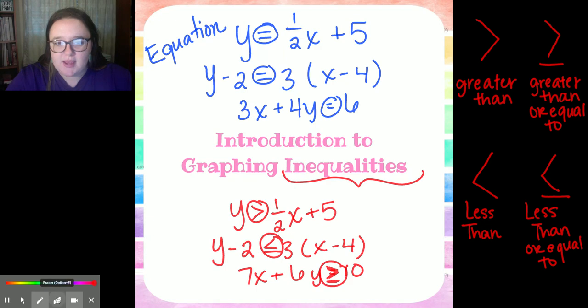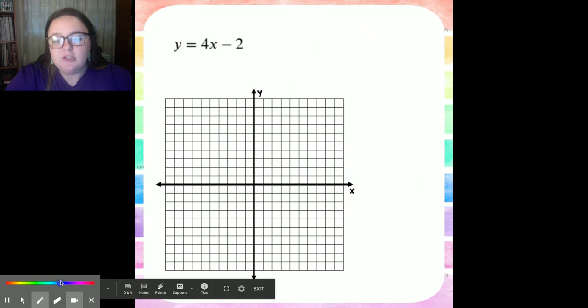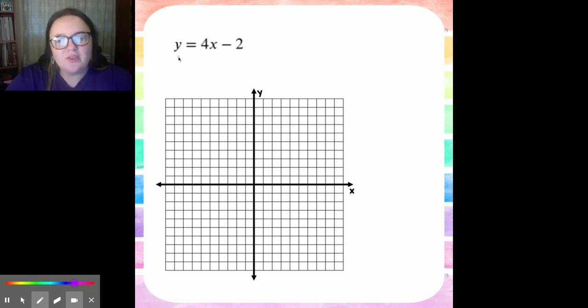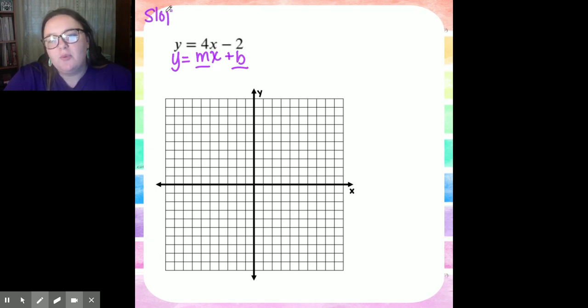So let's jump right into this introduction of our inequalities, okay? So our first one here, I'm going to start with what we know, okay? I'm starting with an equation because this is what we're an expert at right now. So let's start with that. y equals 4x minus 2. What form is that in? I see that it has y equals mx plus b, and I know that the m is a slope and the b is a y-intercept, so this form is called slope-intercept form.